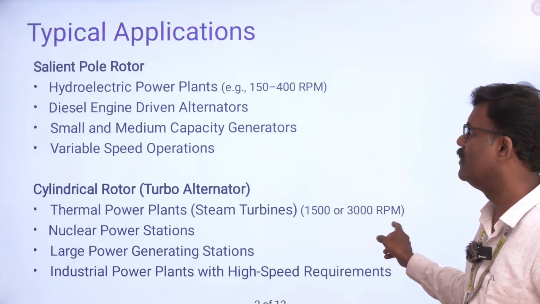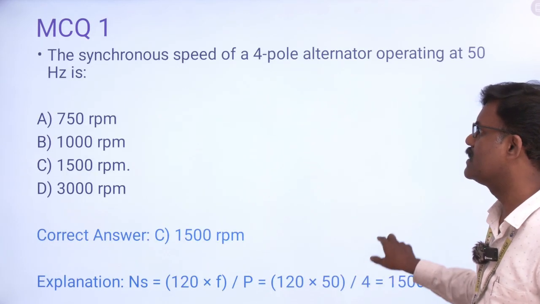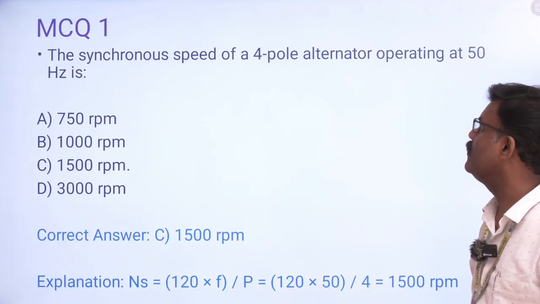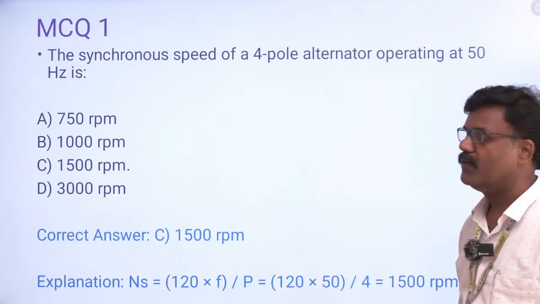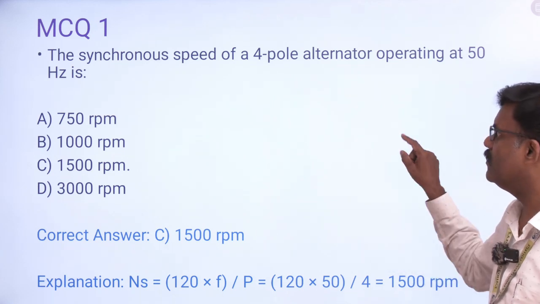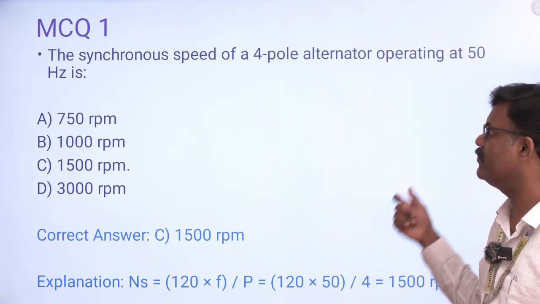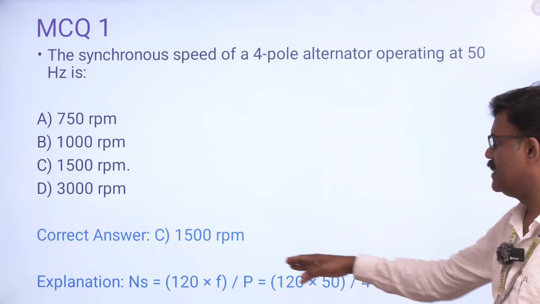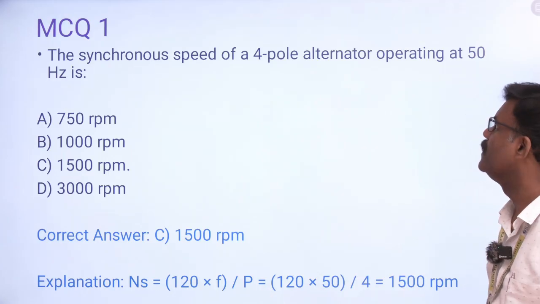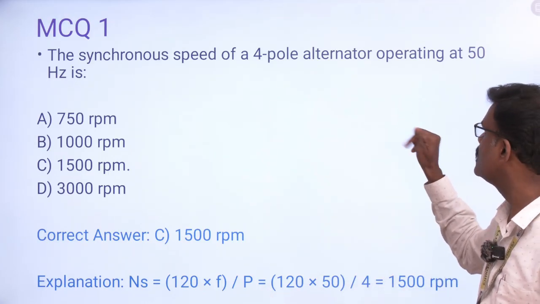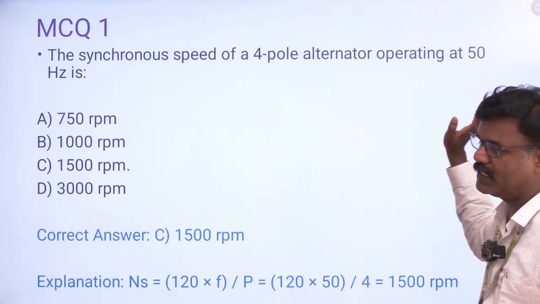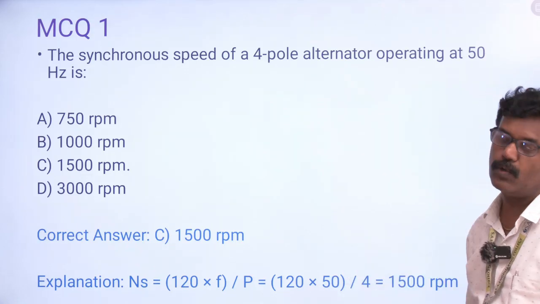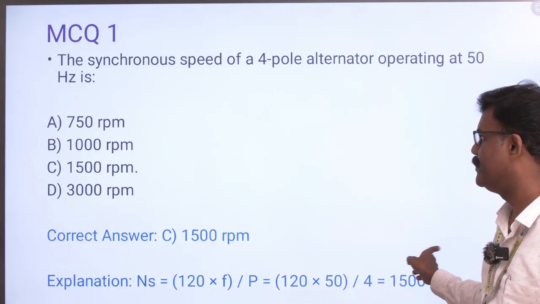So now we will discuss some MCQ questions. The synchronous speed of a 4-pole alternator operating at 50 Hz is? Here we have to calculate the synchronous speed of this machine. We know that the formula for synchronous speed is 120 f by P. Here the number of poles and the frequency of 50 Hz are given. By calculating, we will get the answer: 1500 RPM.